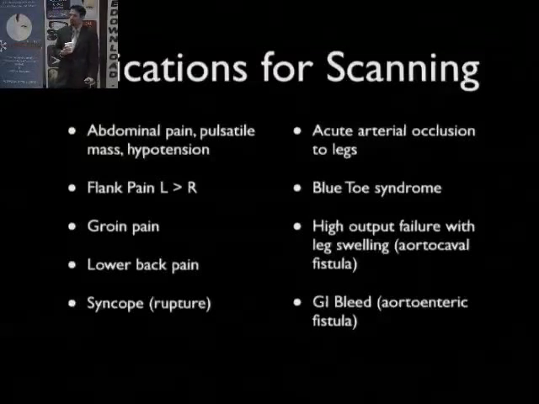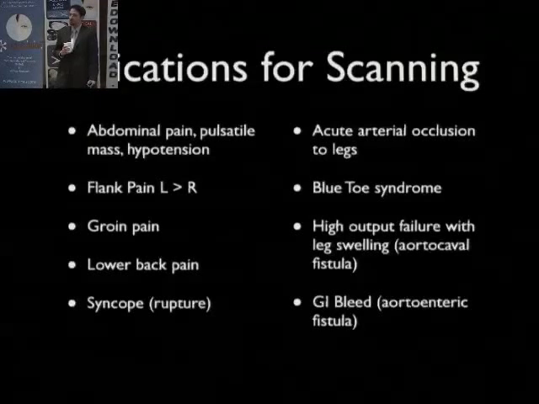The amount of clot that can form in a AAA, you're going to see some images that illustrate this, can cause problems distally. You can have embolization of the clot, and that can cause an acute arterial occlusion of the leg. It can cause something called blue toe syndrome. We see plenty of blue toe syndrome where I work, and one of the things to look for is a AAA.